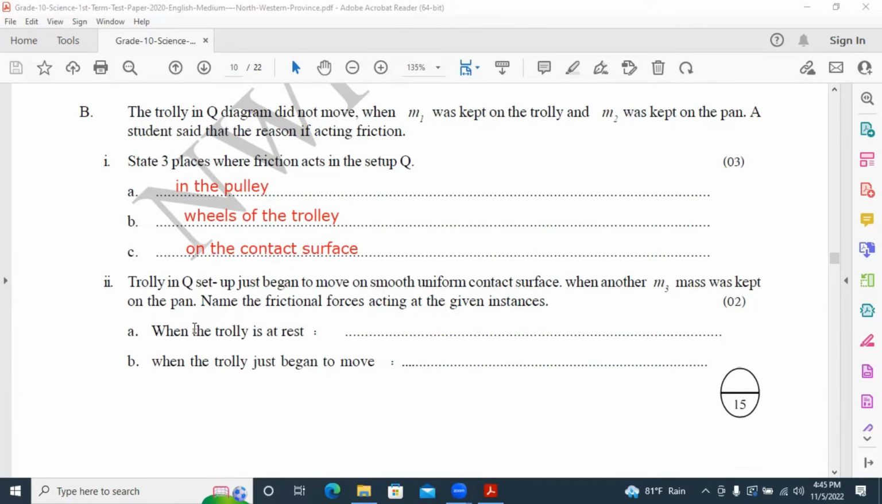Trolley in Q setup just began to move on smooth, uniform contact surface. When another M3 mass was kept on the pan, name the frictional force acting at the given instances. When the trolley is at rest, the frictional force is static friction. When the trolley just began to move, the friction is limiting friction.